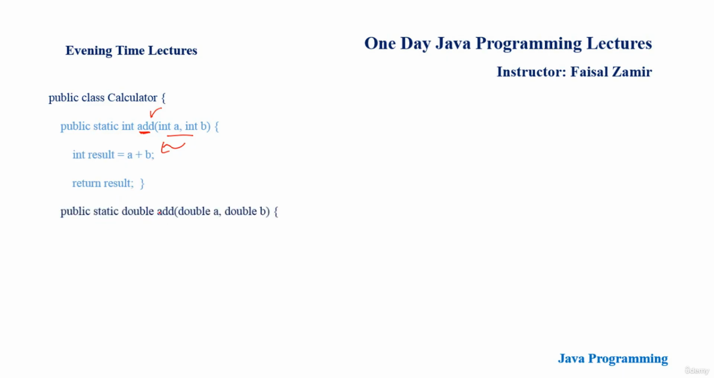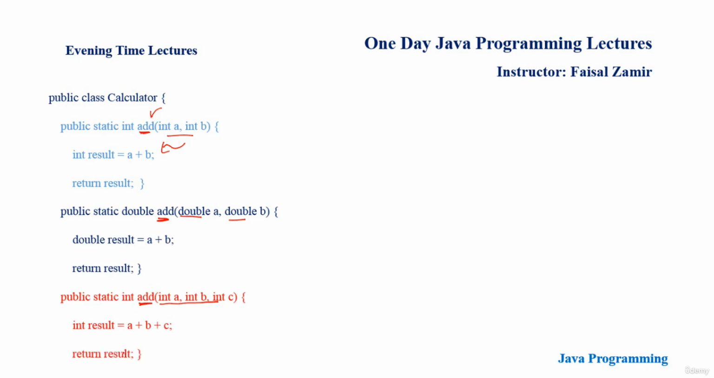Another function has the same name, add, but you can change the return type. The return type does not matter, but you have to make a difference in the parameters. You can see it has two parameters but their data type is changed. We do the same process. Another function has the same name but contains three parameters, a, b, c, computes the result and returns it to the function calling point. This is the main function, the entry point. From this function the compiler will start to execute all these functions.